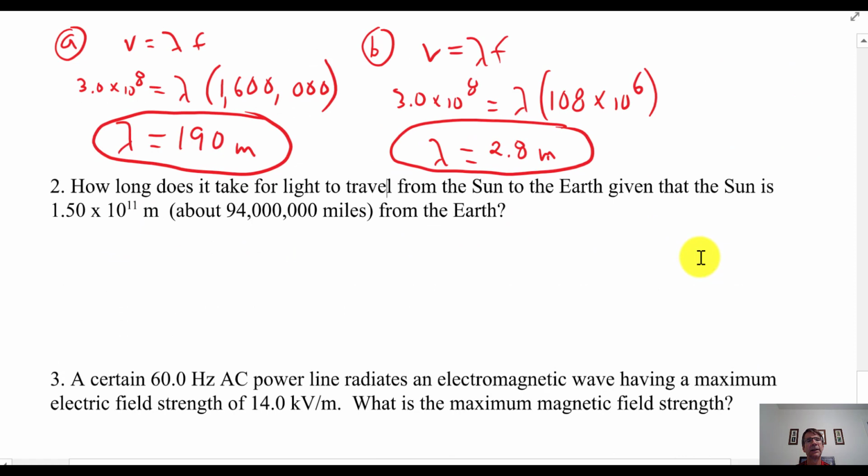All right. How about this? How long does it take for light to travel from the sun to the earth, given that the sun is that far away?